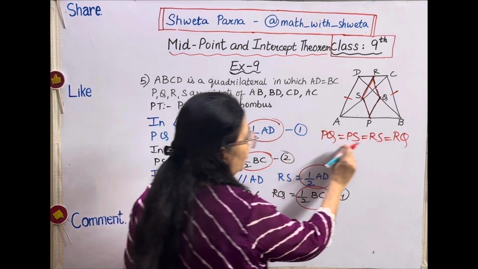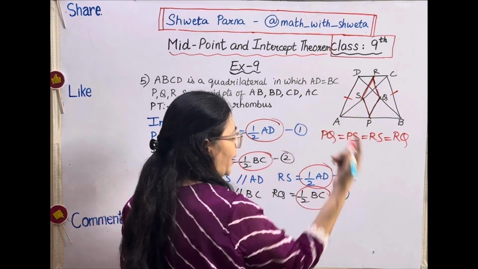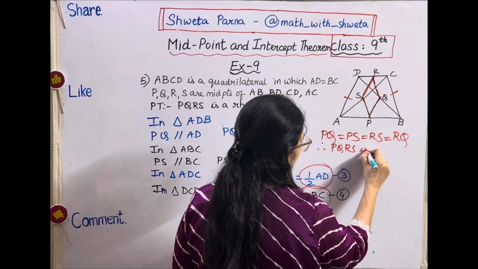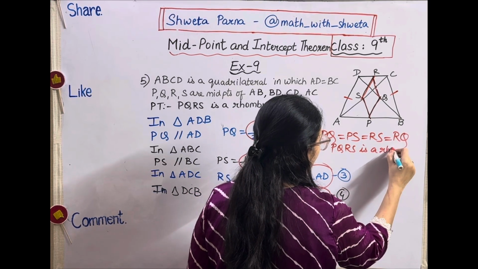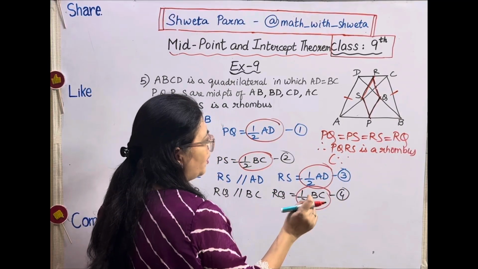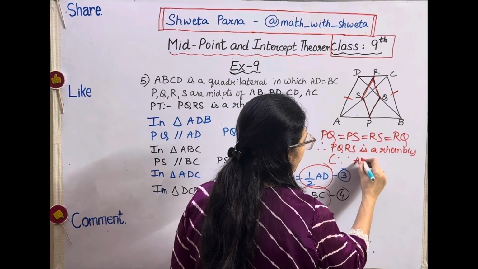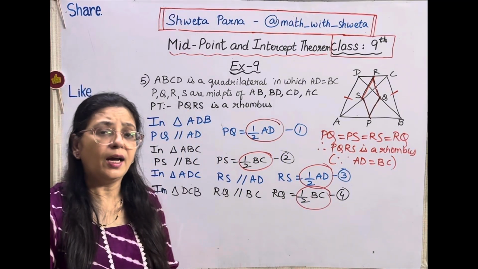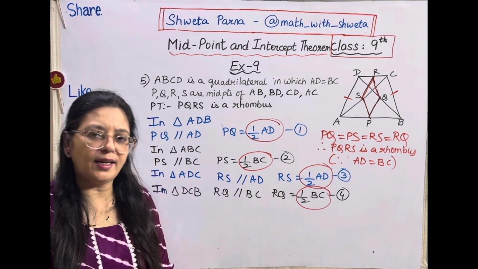Now what does it mean? All the sides are equal and they were parallel also. So therefore PQRS is a rhombus. What reason will you write for this? Since, this is the symbol for since, AD is equal to BC. This is given in the question. I hope it's clear. Come on, let's go to the next one.